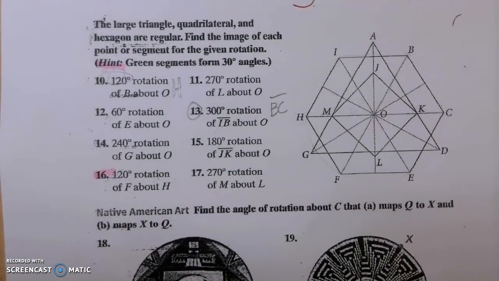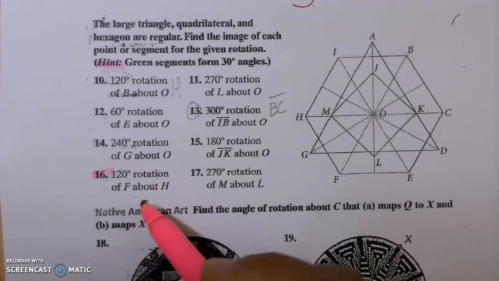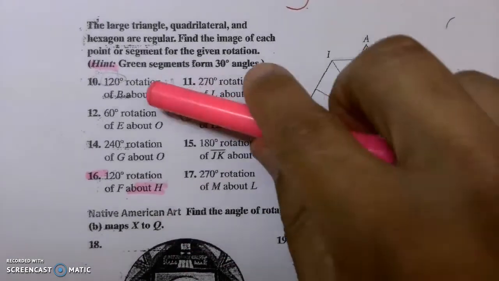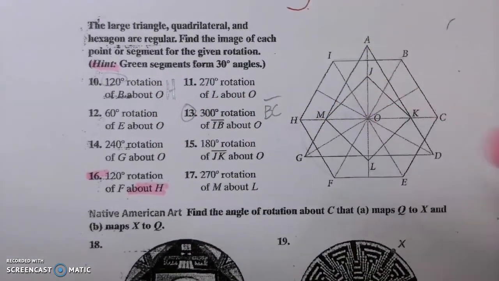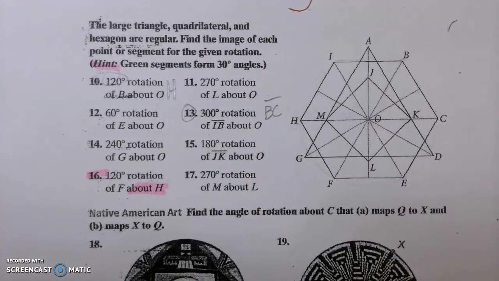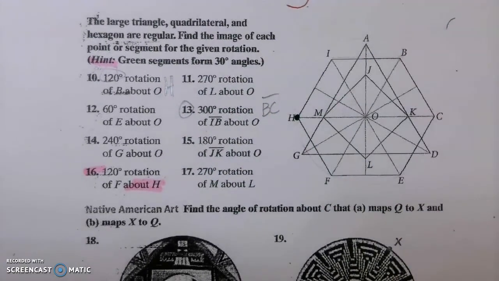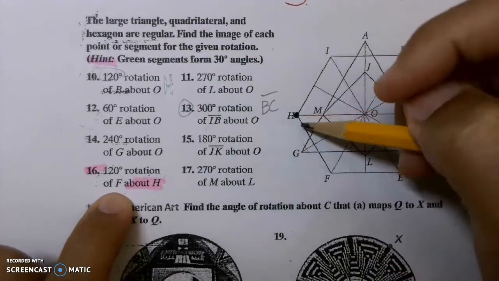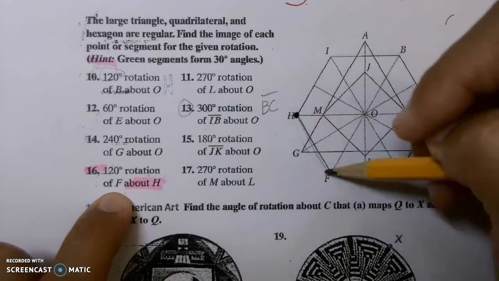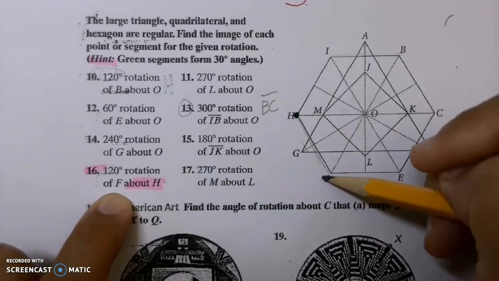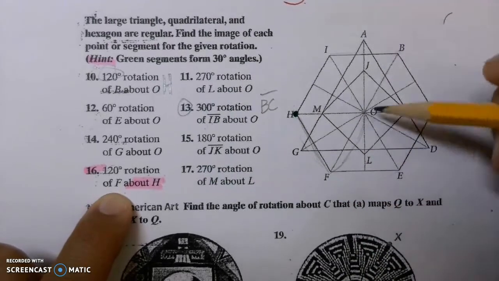It says 100-degree rotation of point F about H. Now this is where things get different. All the other ones were about O, which is right center. This one is about H, which is right here. So that's going to be the center. So you're going to rotate F. So here's the radius here, and this is the center, H. So you've got to imagine this thing is rotating in a circle like this.